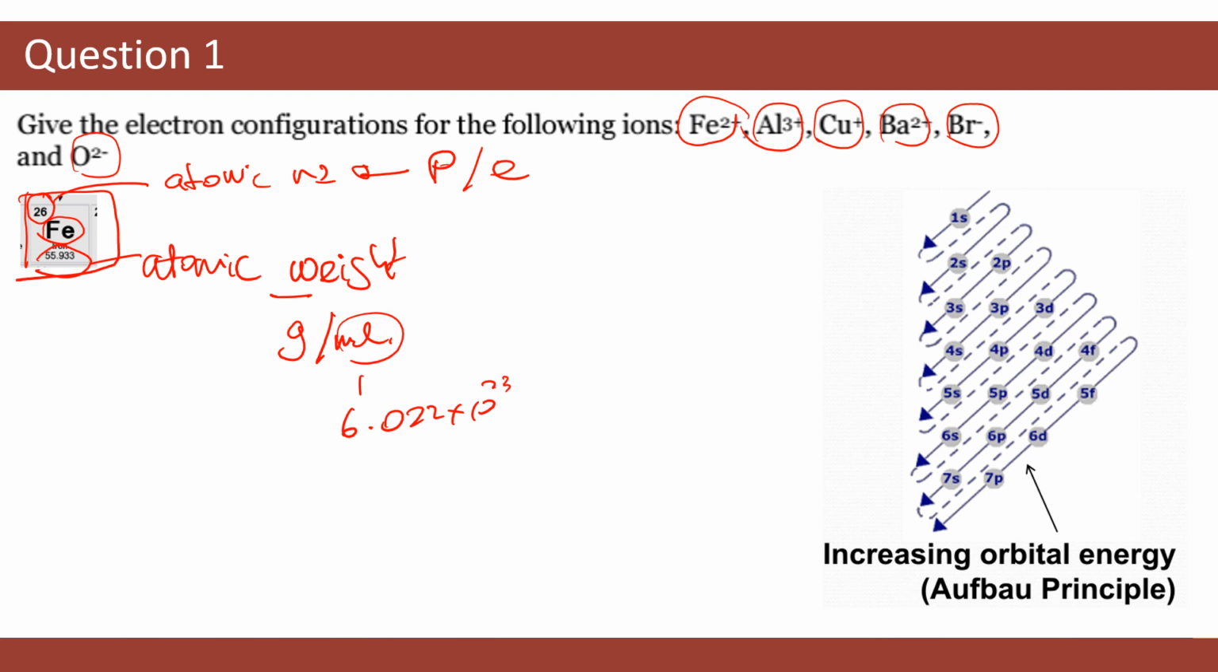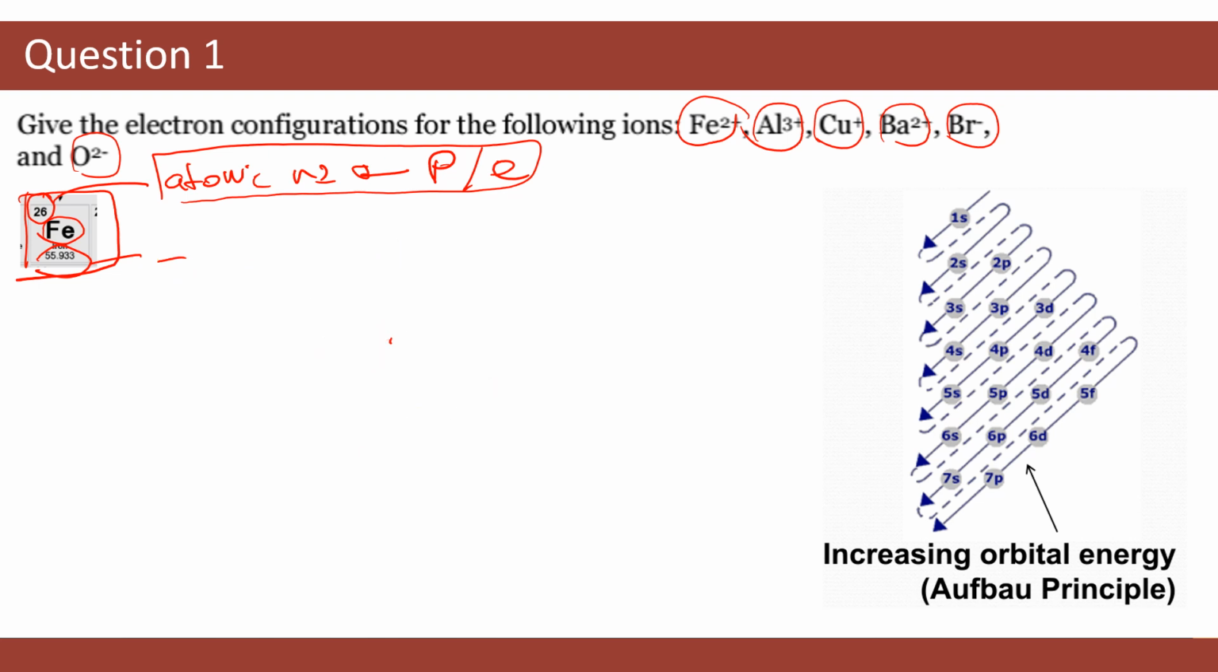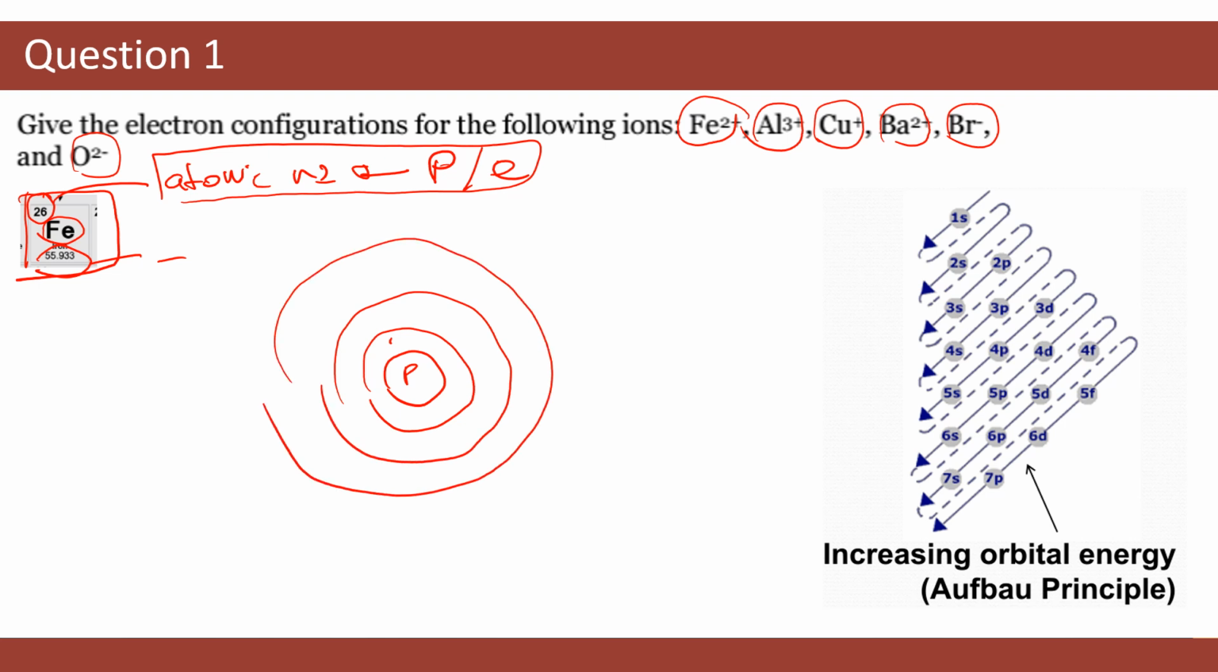But we need this atomic number, or the number of electrons, to write the electron configuration. So Fe has how many electrons? 26. Am I right? When you consider the atom, you have neutrons and protons in the nucleus, and electrons are around the nucleus. They are in shells, isn't it? And I told you, in shells we have subshells.